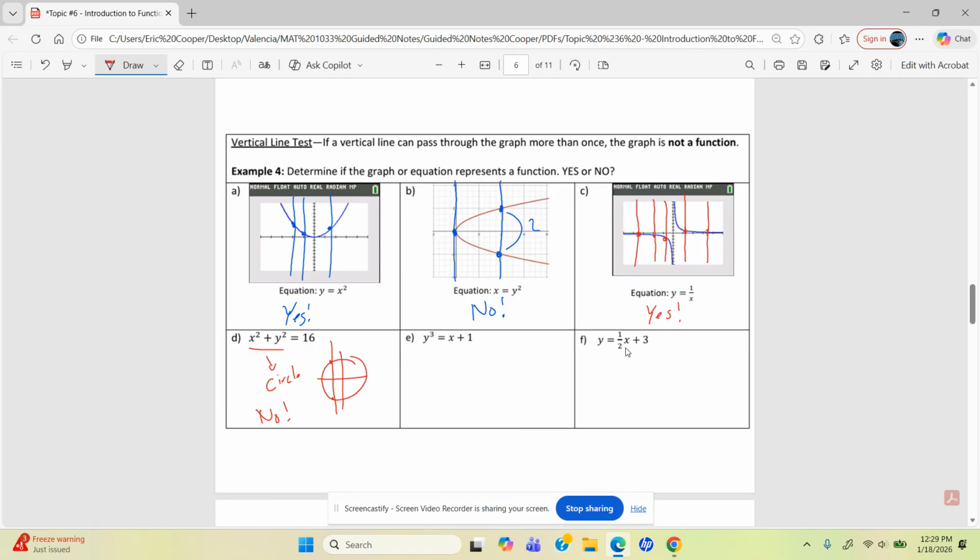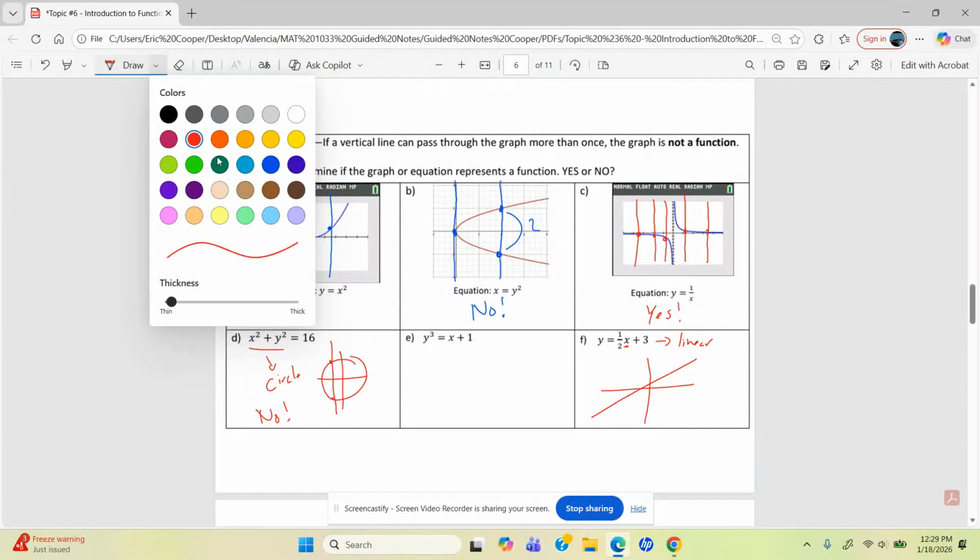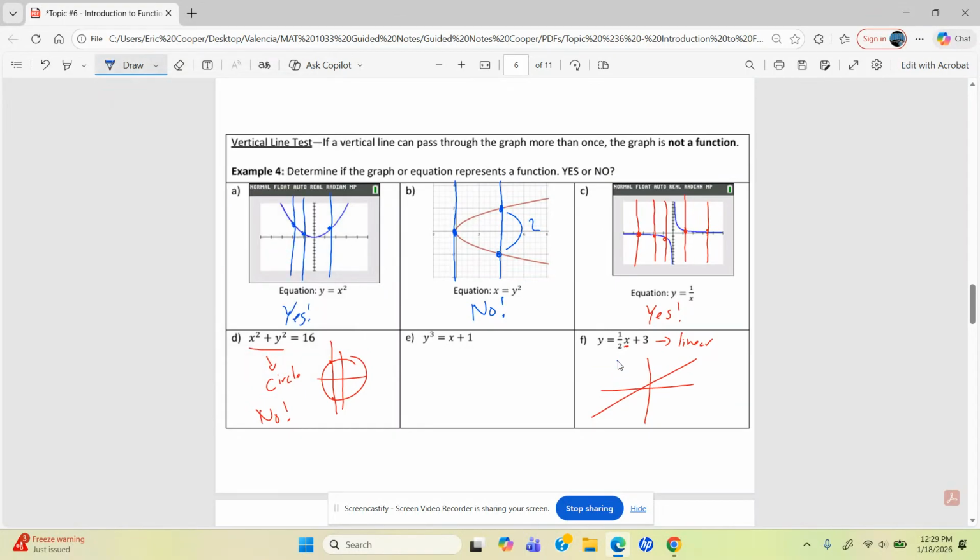The other one I want to point out here is this one. This is what we're going to call a linear graph. It's linear because we have x just by itself. So it's a graph that looks something like this. Anytime we have a graph that looks like this, we could draw the line straight through it. Linear graphs will always be a function. So in this case, yes, this is a function. Try this one on your own for letter E. You should be able to graph it and see if it is a function or not.